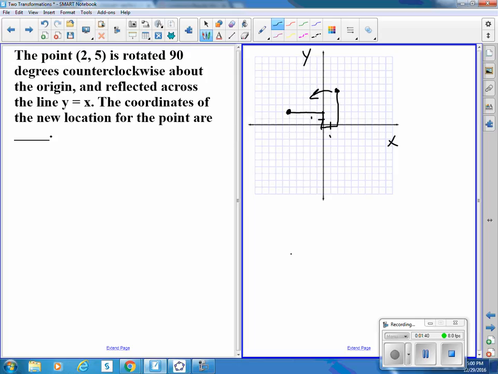Now I'm going to reflect that across the line y = x. y = x is this line right here. And so that other point, it's going to come over here somewhere. Well, to find that exact location, I go down 1, 2, 3, 4, 5, 6. Let's see.